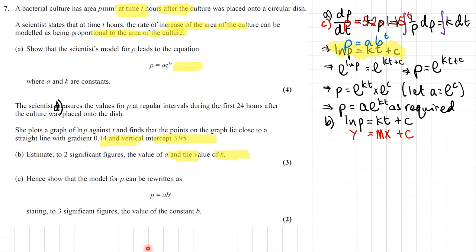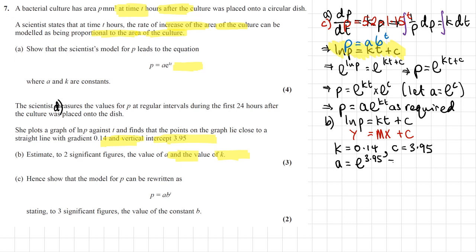I can match this up, and the gradient of 0.14 would be equal to k. So k is equal to 0.14 because that matches up with the gradient. And the intercept matches up with c. So c is equal to 3.95. But we need to find A. Now remember up here we said that A is equal to e to the power c. So A is equal to e to the power 3.95.